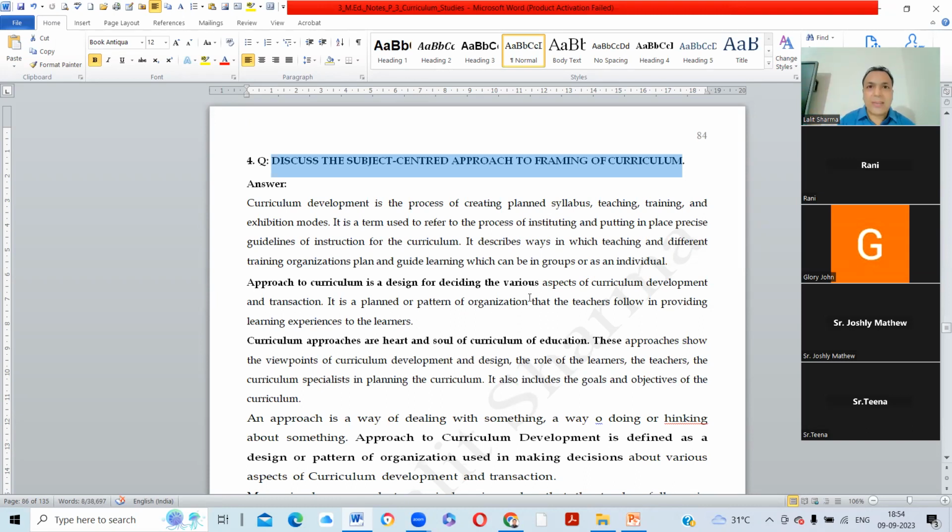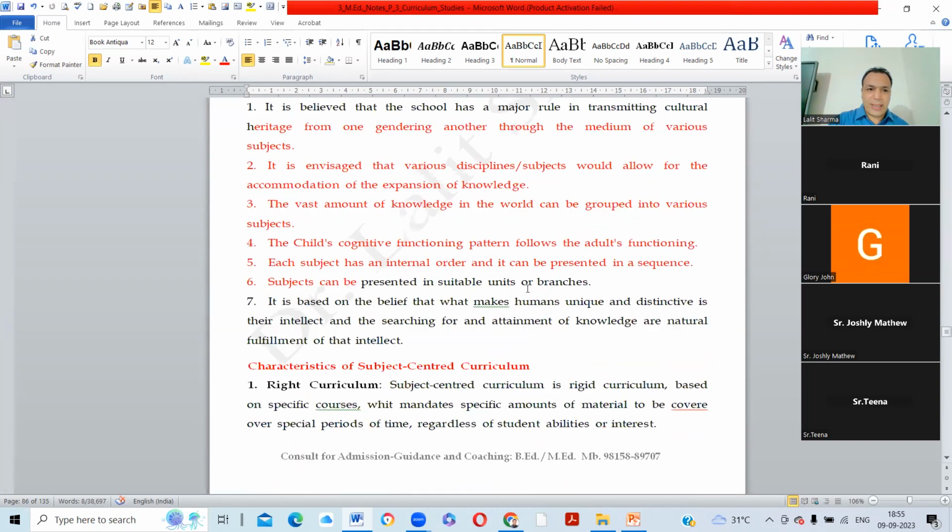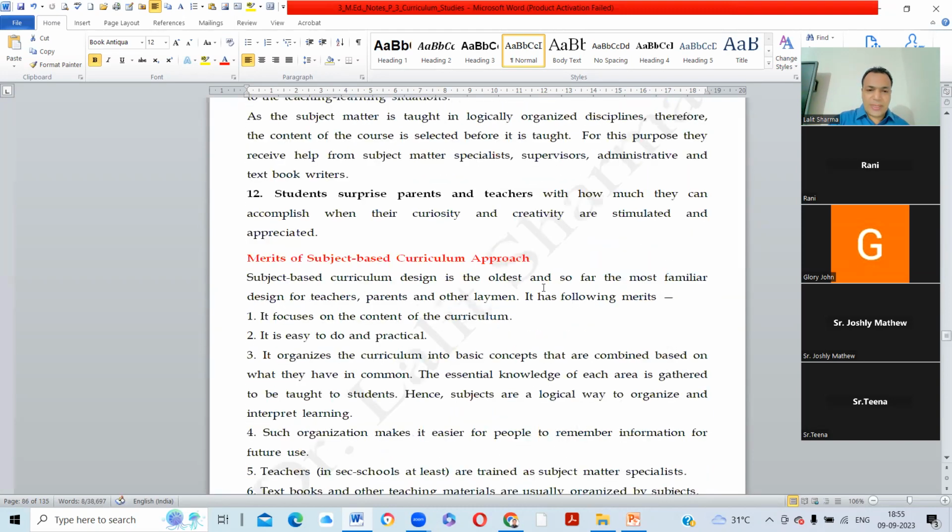We have to make subjects like the SST subject, English subject, science subject. We have to include these kinds of chapters in the curriculum, so we call this the subject centered approach to framing a curriculum. Got it? So the answer is given. Look, this is the subject centered approach, right guys? So this is all the subject centered approach.